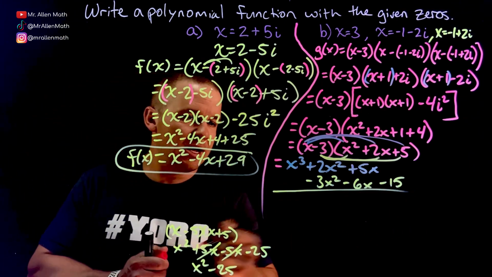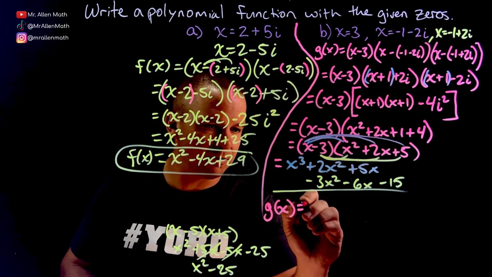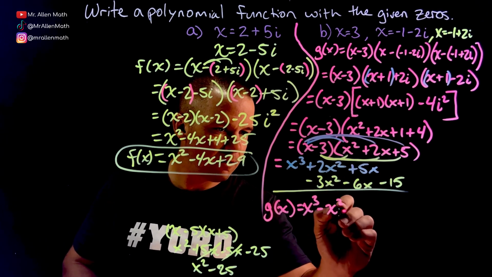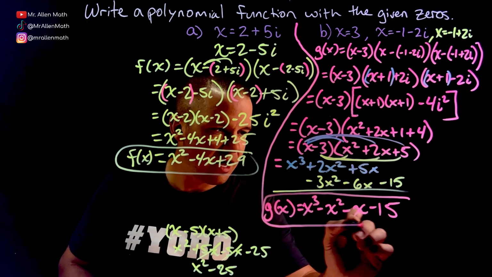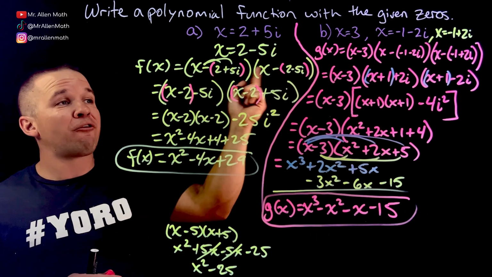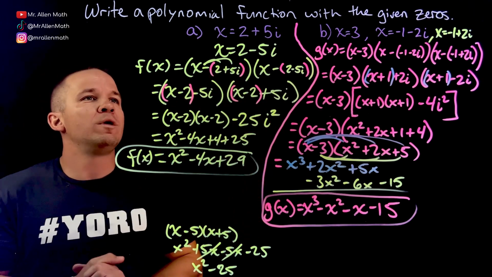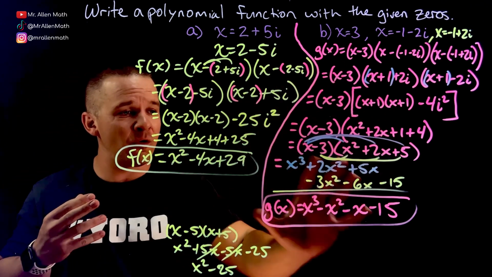All right, so we're going to go g of x. This is going to be our final answer. G of x equals x cubed minus x squared minus x minus 15. There it is. Look at that. It is a cubic function, as we thought from the beginning there. 3 terms. It's cubic. That's fantastic. There we go. We got our polynomial functions with the given zeros. Worked out all the way to here.